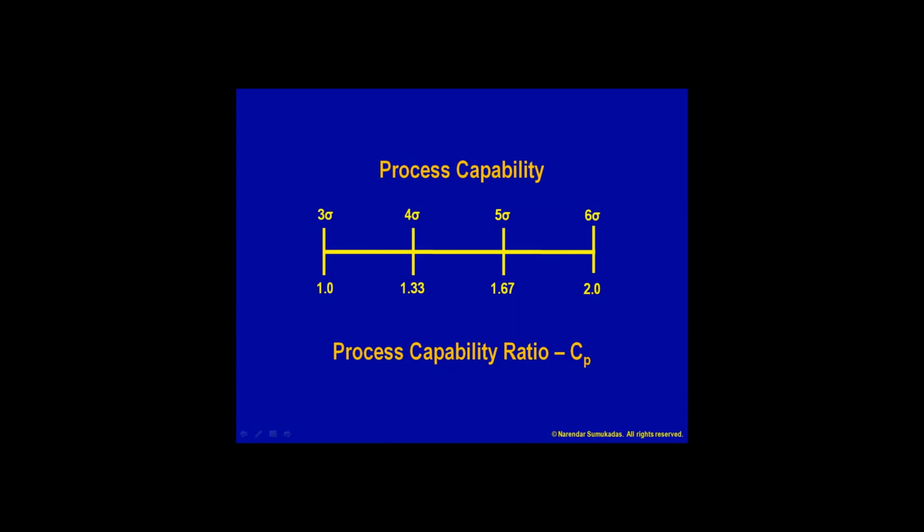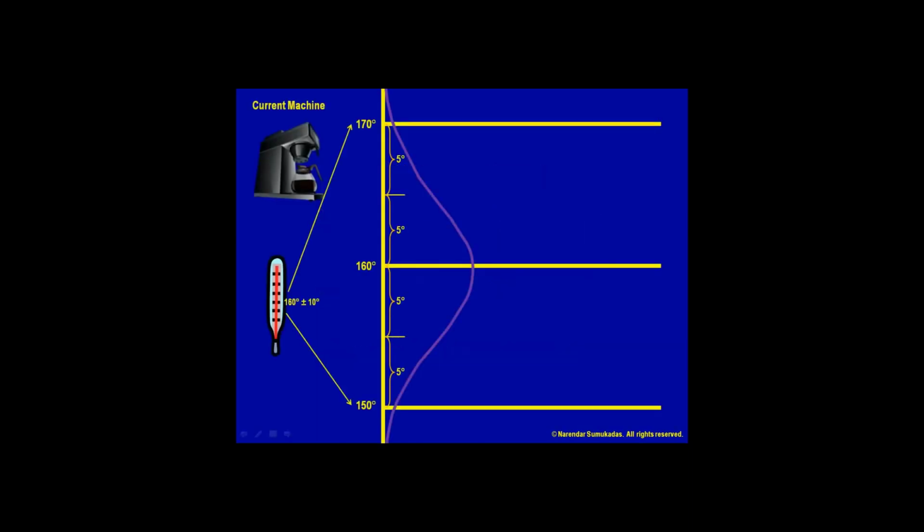Meanwhile, how does my current 2 sigma capable coffee machine measure up on this ruler? This machine is able to produce coffee at an average temperature of 160 degrees with a standard deviation of 5 degrees. Within our desired range of 160 plus or minus 10 degrees, we are able to fit only 2 standard deviations on either side of the mean. Calculating the Cp, we get (170 minus 150) divided by (6 times 5), which comes to only 0.67.